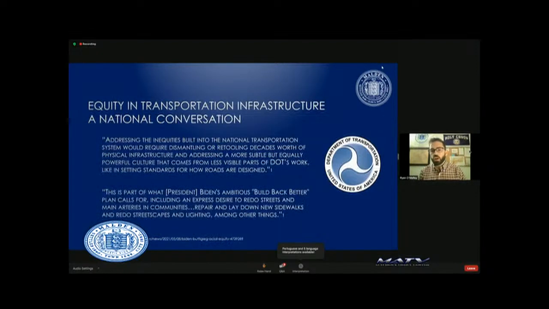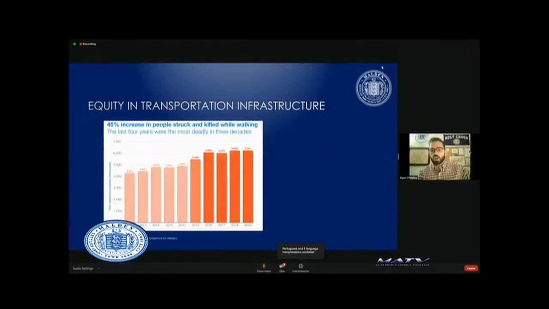The national dialogue here is also changing, under the leadership of Pete Buttigieg as the director of the Department of Transportation. They've talked about addressing the inequities built into the national transportation system, which would require dismantling and retooling decades worth of physical infrastructure and addressing, in a more subtle way, an equally powerful culture that comes from the less visible parts of DOT's work, like setting standards of how roads are designed. So a big part of what you're seeing with these new infrastructure bills that are being presented by President Biden is a reinvestment and a lot of money going into our infrastructure. We view the proposed project here as a stepping stone towards that big bucks funding.